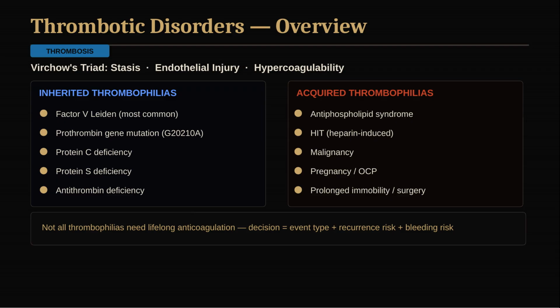Not all thrombophilias require anticoagulation. The decision depends on the event type, recurrence risk, and bleeding risk. Factor 5 Leiden heterozygous after a first provoked DVT: anticoagulate for 3 to 6 months, then reassess. Antiphospholipid syndrome with arterial thrombosis: lifelong anticoagulation.